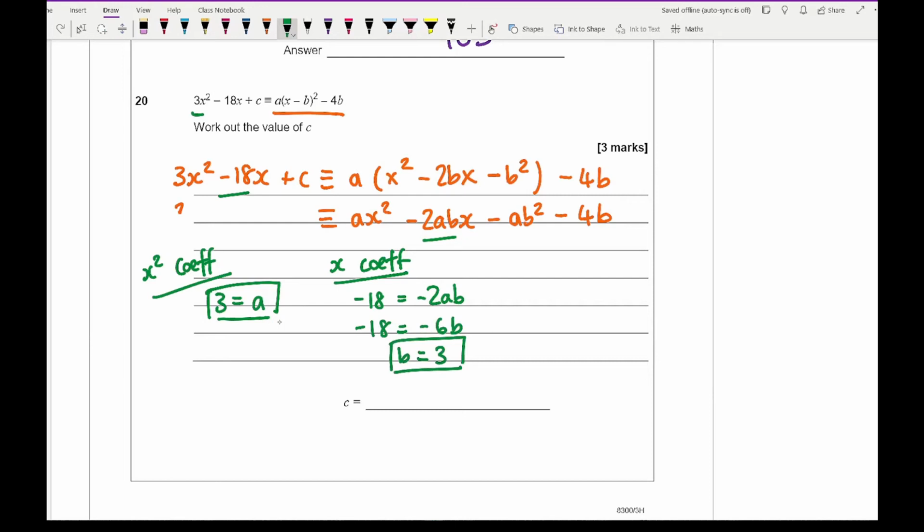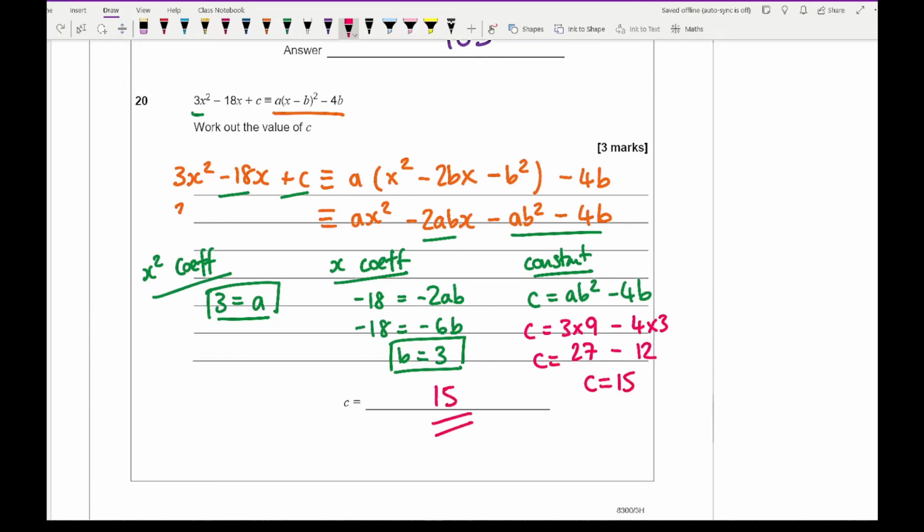And then comparing the constant, on the left hand side I've got c, and on the right hand side I've got minus ab squared minus 4ab, in which I know that a is 3, b is 3, so I've got c equals minus 3 times 9 minus 4 times 3, so that's 27 minus 12, so c equals 15, and so the answer then is 15.